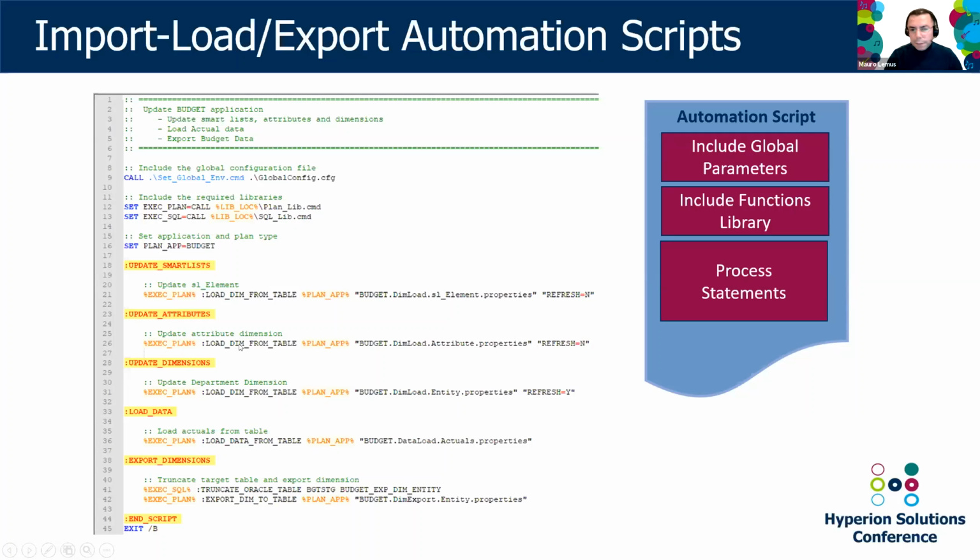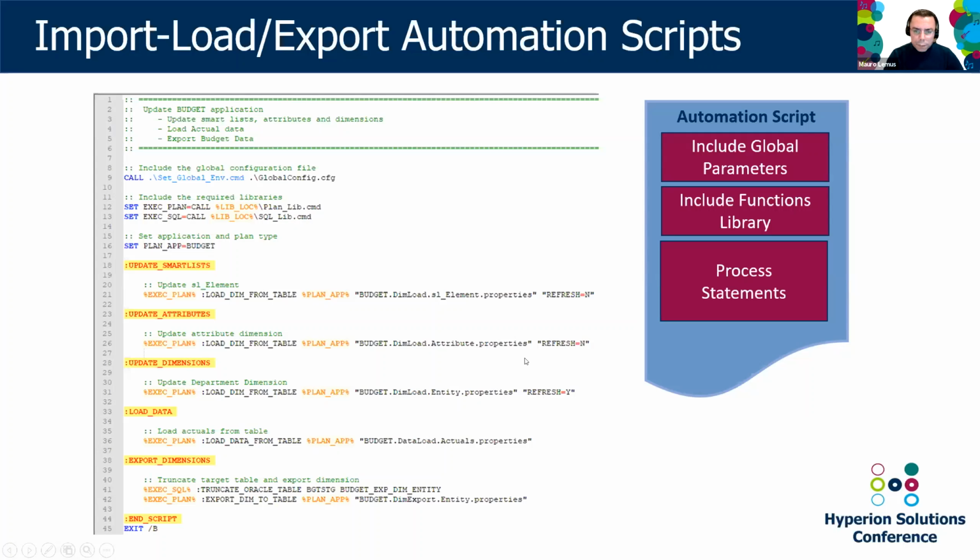Also, we want to update attributes. We use the same function with the same parameters and different property files. And again, if we use a proper naming convention, we will notice immediately that we are actually uploading an attribute dimension. For all the dimensions, we can do the same: use the same function, and then the property files identify what dimension we are loading to.